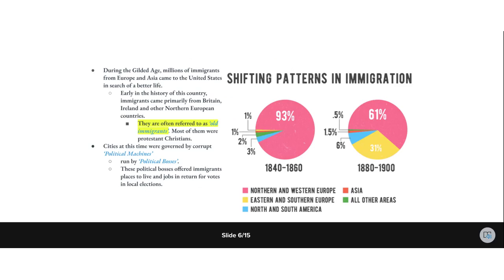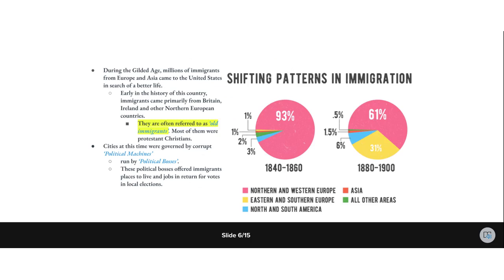During the Gilded Age, millions of immigrants from Europe and Asia came to the United States in search of a better life. Early in the history of this country, immigrants came primarily from Great Britain, from Ireland, and other northern European countries. We call these immigrants oftentimes old immigrants, and most of them practiced Protestant Christianity.